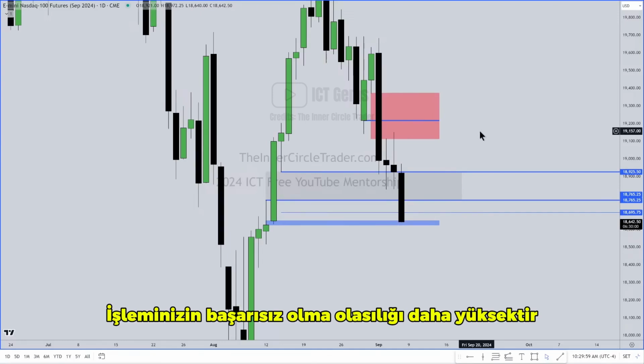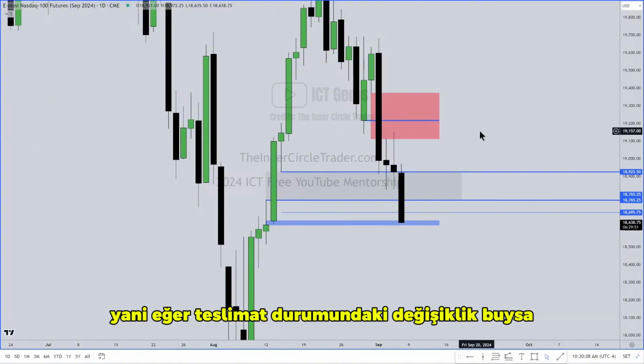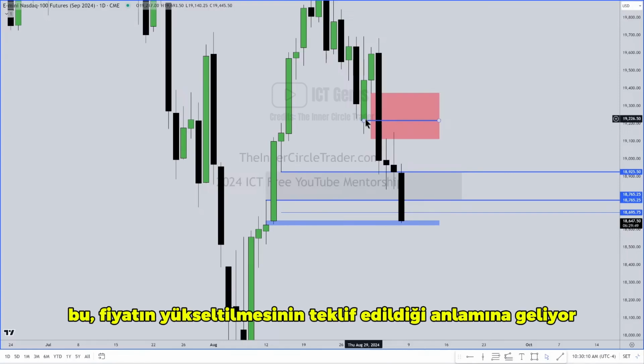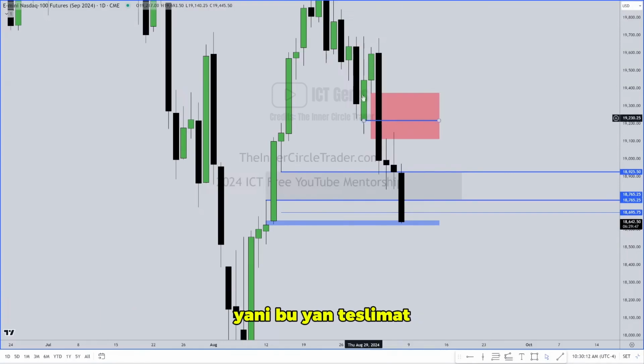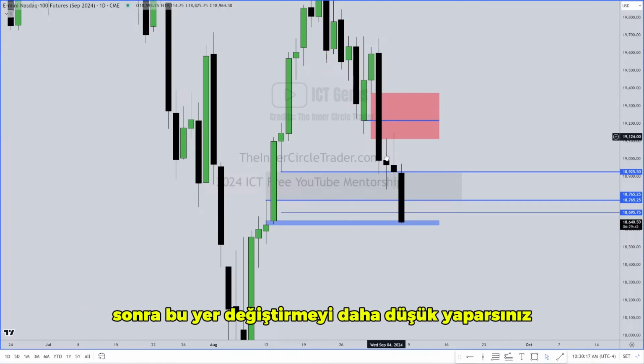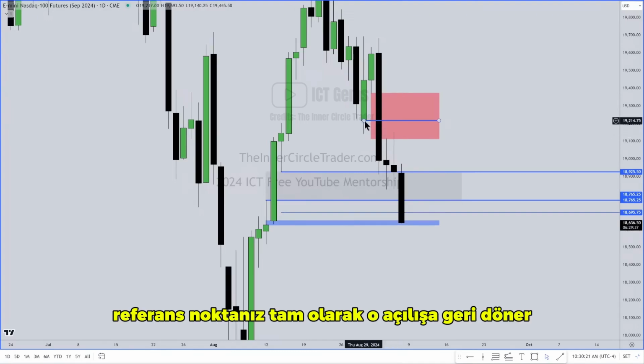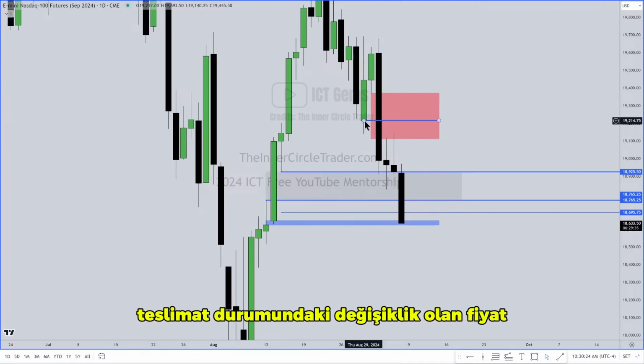There's more likelihood that your trade's going to fail if you trade like that than if you use the logic I'm teaching, which is you don't want to see them fill in. You don't want to see them fill in. So if this is the change in the state of delivery, that means the price was offered going up. So this is buy side delivery. That means the movement of price is going up. Then you have this displacement lower that overtakes that candlestick's low. Your reference point goes right back to that opening price. That's the change in the state of delivery.